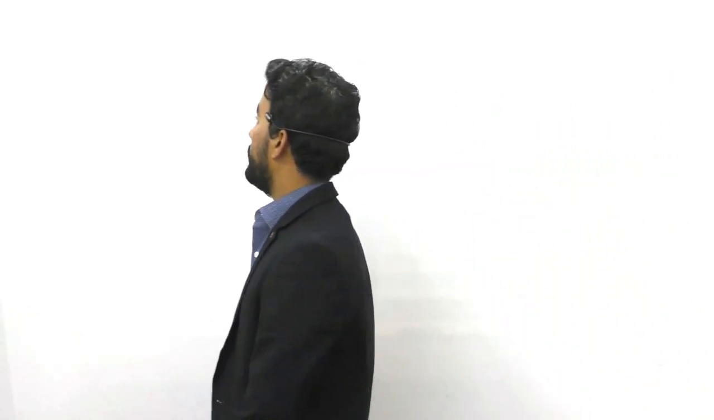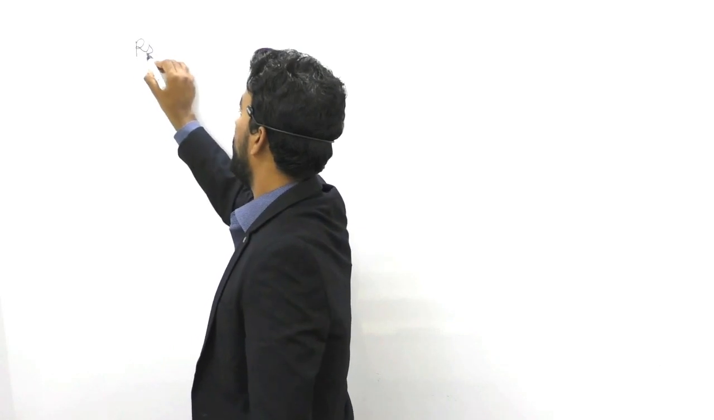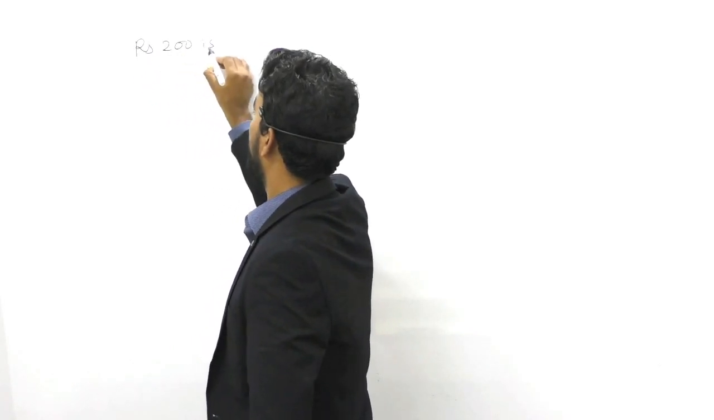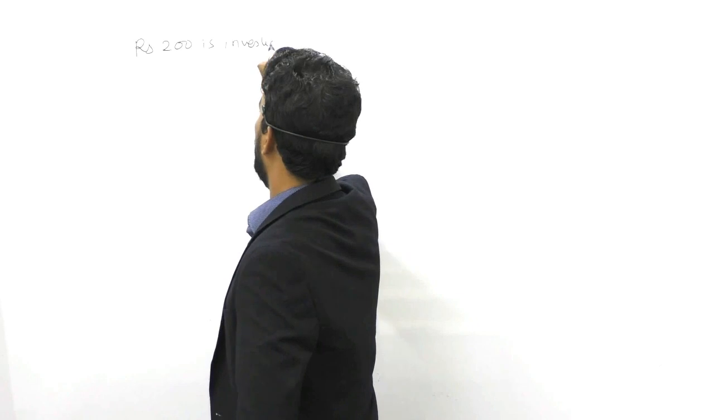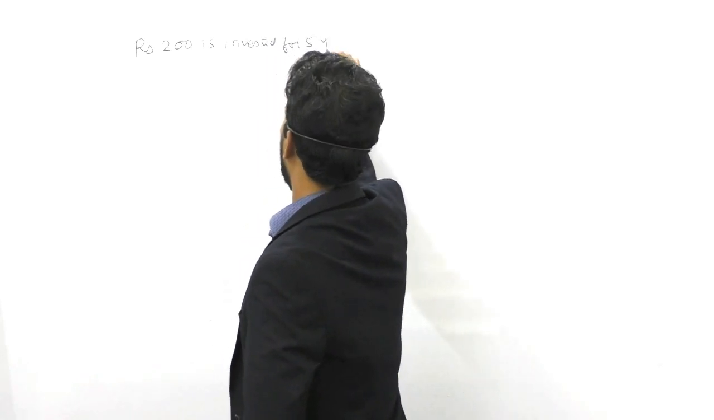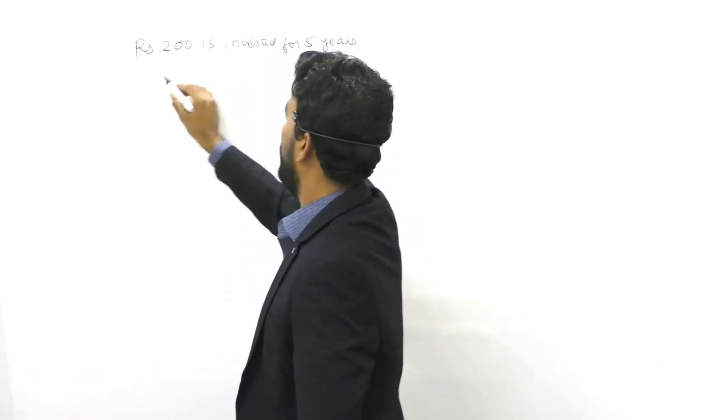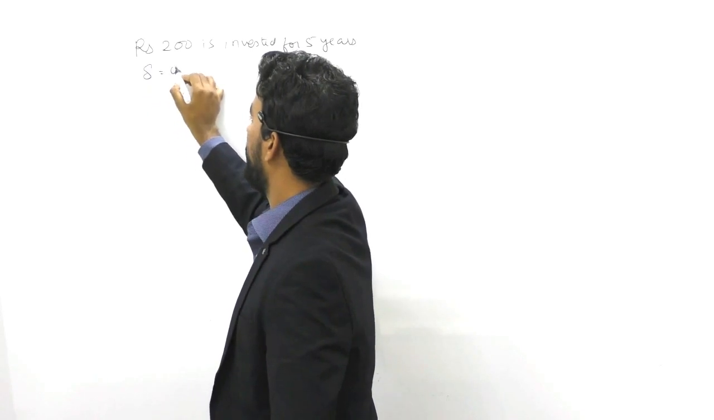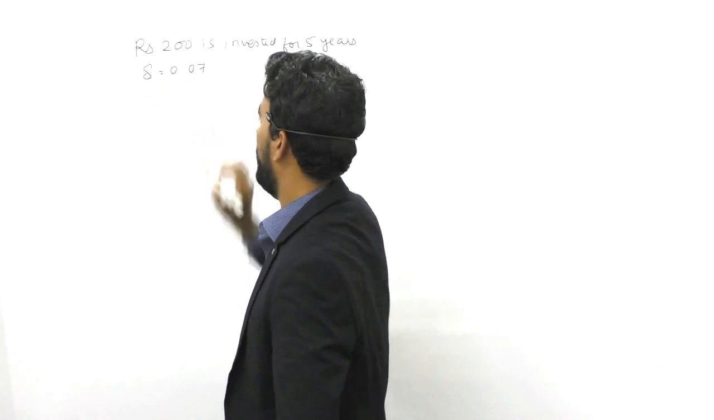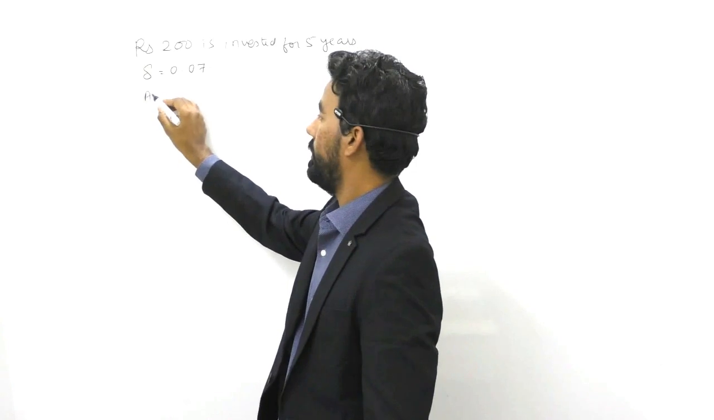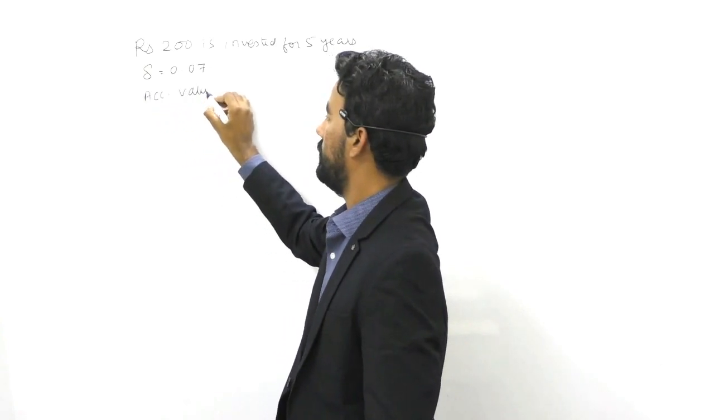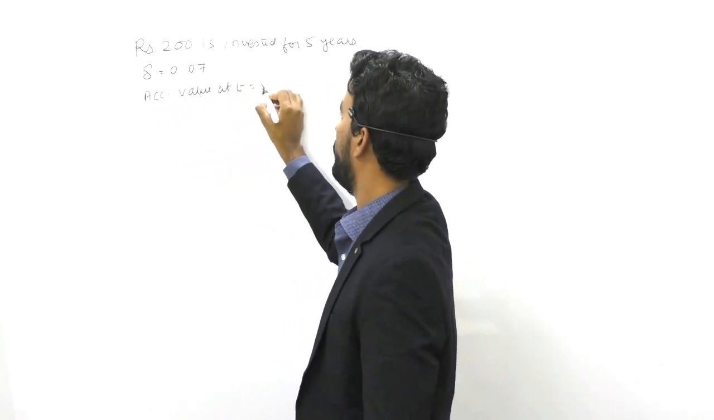Let us solve a few questions considering force of interest. So let's say rupees 200 is invested for 5 years and delta is given as 0.07. Now you have to find the accumulated value at time 5.